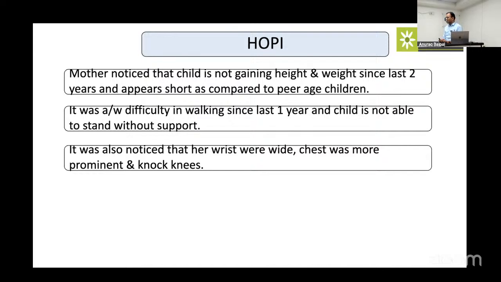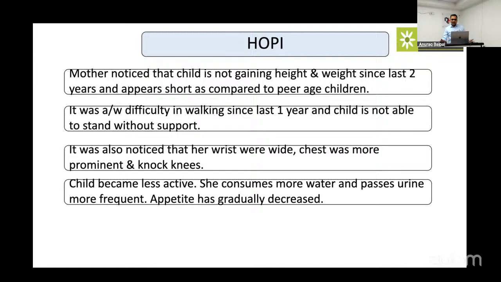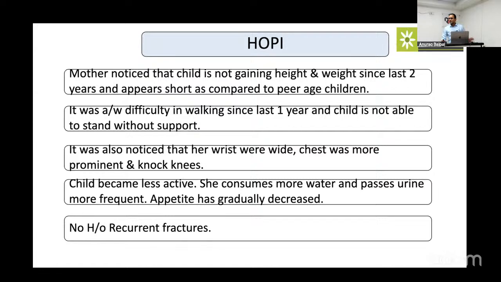So now carry on. Also, the mother noticed that there were various bony deformities. The chest was protruded. She also had swelling of the wrist and swelling of the knees. Also, there was knock knee. And subsequently, the child became very less active. The appetite decreased. She started consuming more water, and she passes more urine. There was no past history of recurrent fractures in the child.